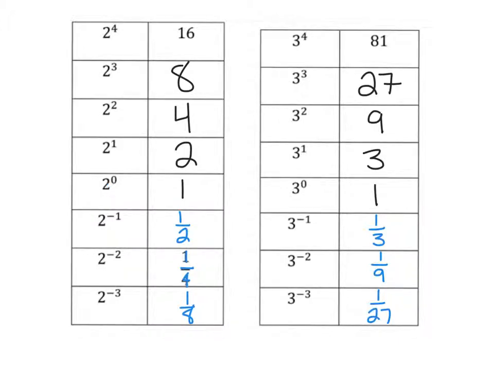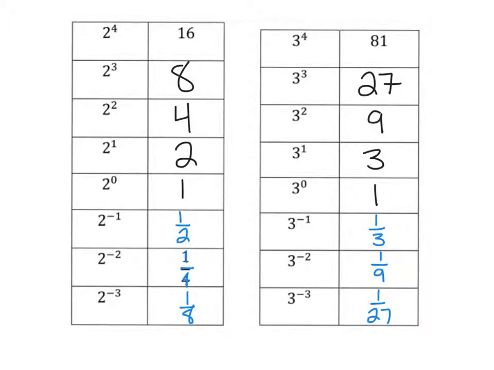If we continue our pattern of dividing by 2 every time, we notice that 2 to the negative 1 is 1 over 2, or 1 over 2 to the 1st. 2 to the negative 2 is 1 over 2 to the 2nd. 2 to the negative 3 is 1 over 2 to the 3rd.